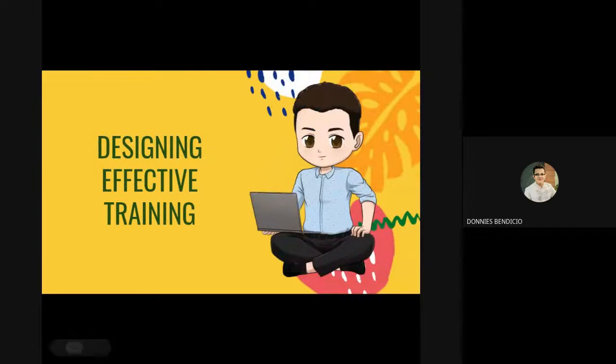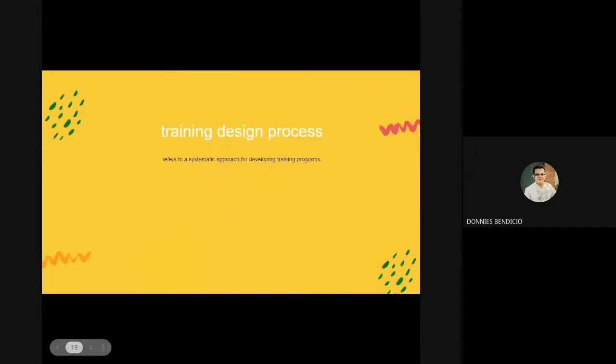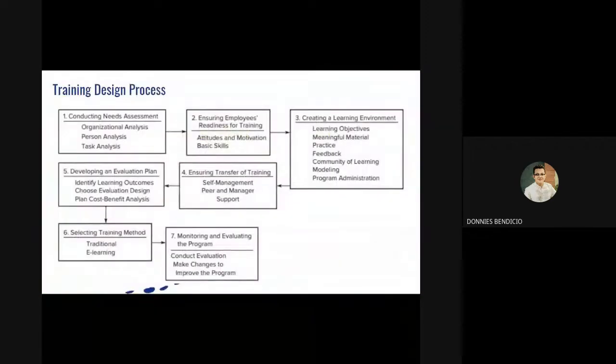Okay, so now let's have designing effective training. Okay, so training design process refers to a systematic approach for developing training programs. Now let's proceed with the training design process.